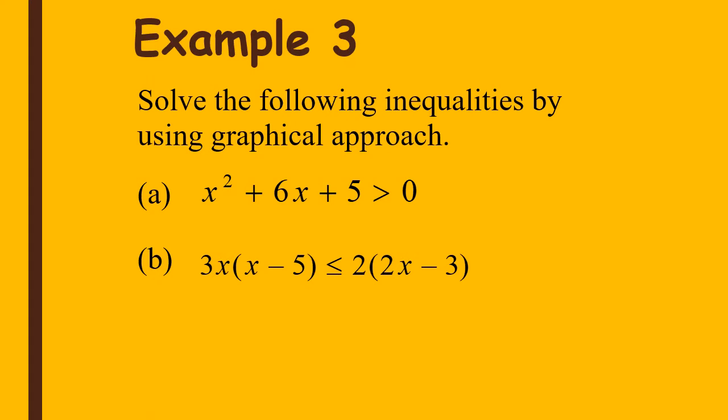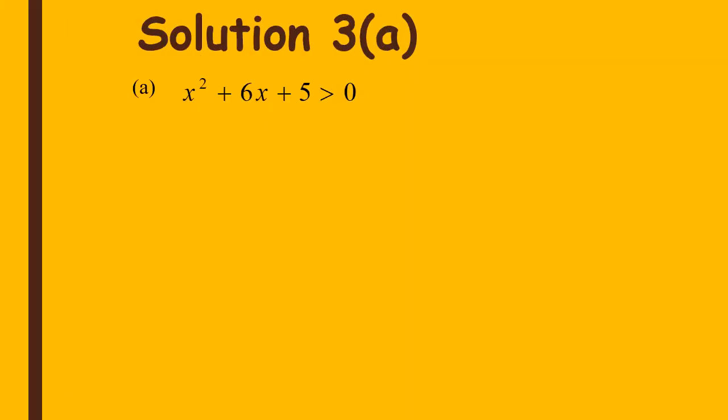Let's do some examples. Example 3. Solve the following inequalities by using the graphical approach. So we want to try question A. We have x squared plus 6x plus 5 more than 0. Directly we have 0 on the right side, so we don't have to change anything. So what we should do next is to factorize. How do we solve the quadratic? We factorize to get to know the roots. So factorize x squared plus 6x plus 5. What will we get? We will have x plus 5, x plus 1.